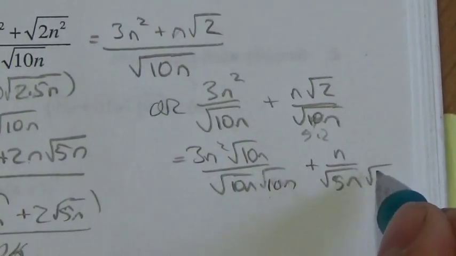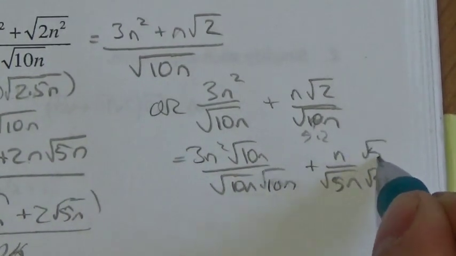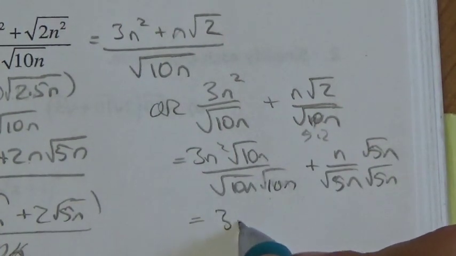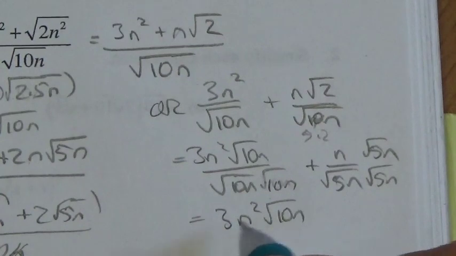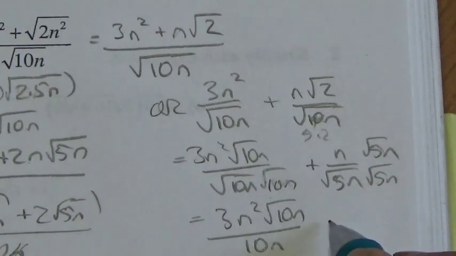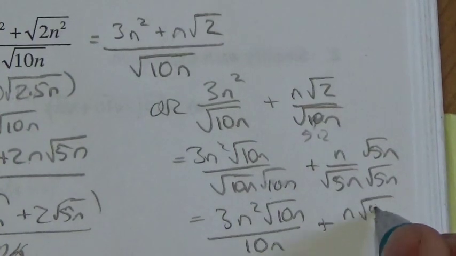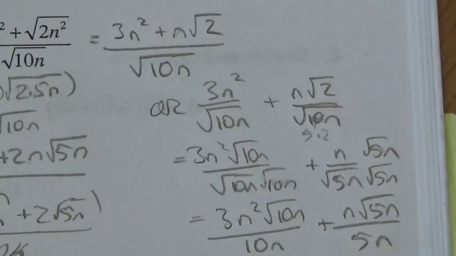And now to simplify this, I would multiply by root 5n over root 5n. So this is going to get me 3n squared root 10n over 10n plus, this will be n root 5n over 5n.